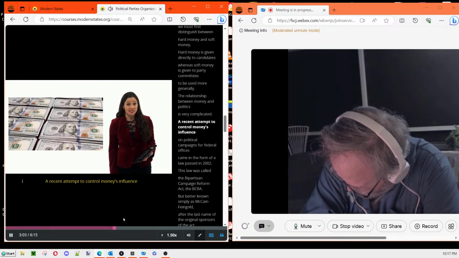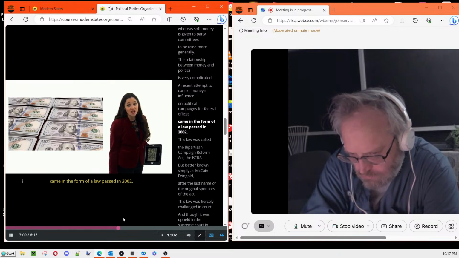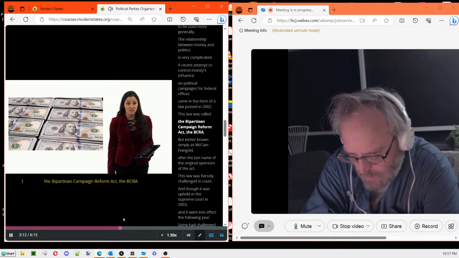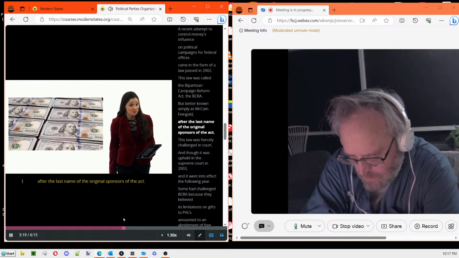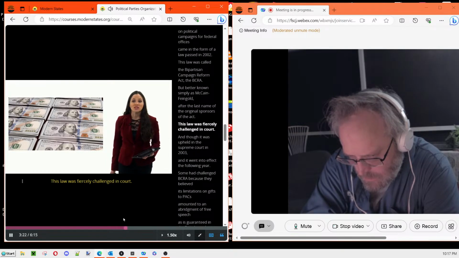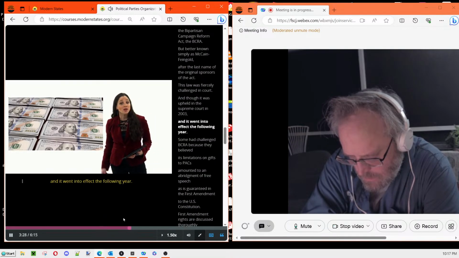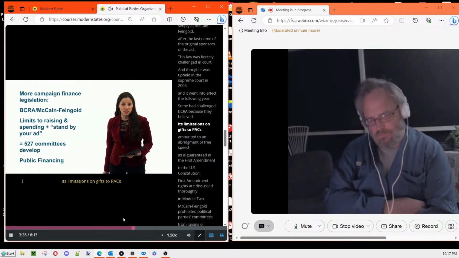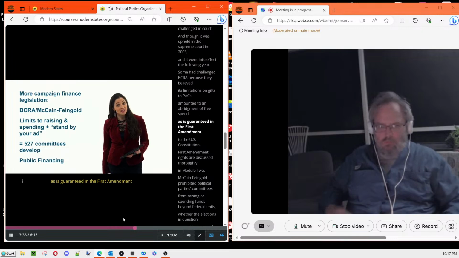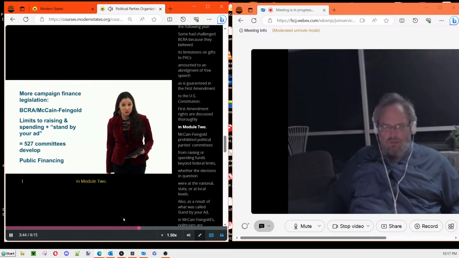A recent attempt to control money's influence on political campaigns or federal offices came in the form of a law passed in 2002. This law was called the Bipartisan Campaign Reform Act, the BCRA, but better known simply as McCain-Feingold, after the last names of the original sponsors of the act. This law was fiercely challenged in court, though it was upheld in the Supreme Court in 2003, and it went into effect the following year. Some had challenged BCRA because they believed its limitations on gifts to PACs amounted to an abridgment of free speech as guaranteed in the First Amendment to the U.S. Constitution. First Amendment rights are discussed thoroughly in Module 2.